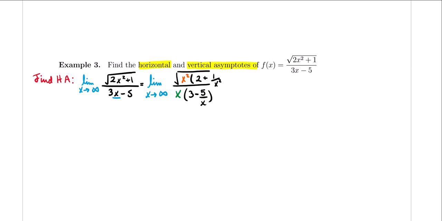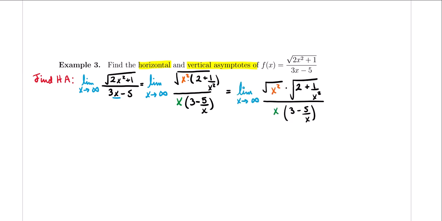In fact, let me give myself a little bit more room. There we go. Now it doesn't look as cramped. Now, why did I want to factor out an x squared? Well, now that we've factored out an x squared and we do have a multiplication here, we can actually go ahead and split up the radicals. If we split up the radicals here, we are going to be getting now the limit as x approaches infinity for the square root of x squared times the square root of 2 plus 1 over x squared all over x times 3 minus 5 over x.